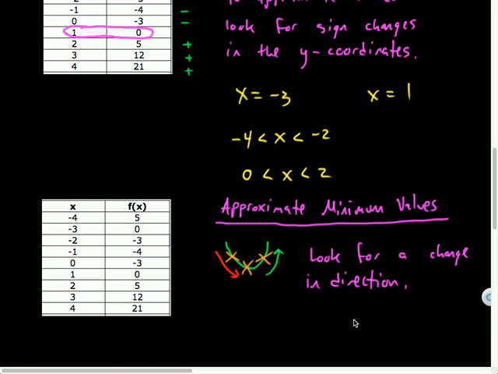Specifically, I'm looking for it to go from decreasing to increasing. But in order to conclude that, I actually still need 3 points, right? Otherwise, I would just assume that anytime it's going downhill, I've hit a minimum. And no, if it's still going downhill, you're not at the bottom of the valley yet.